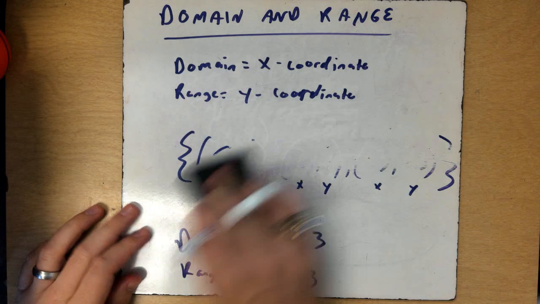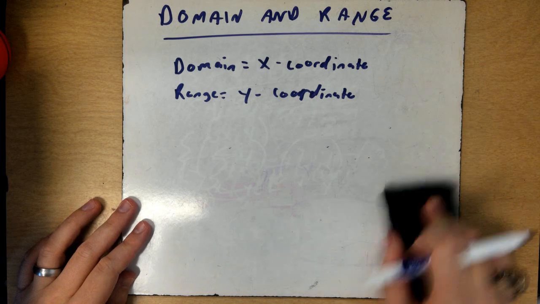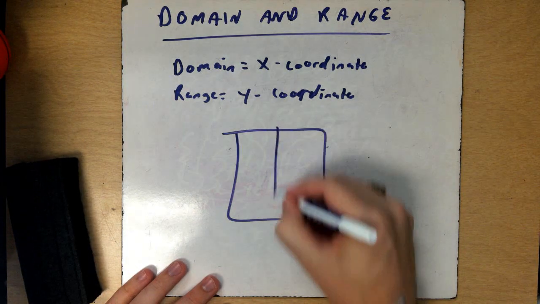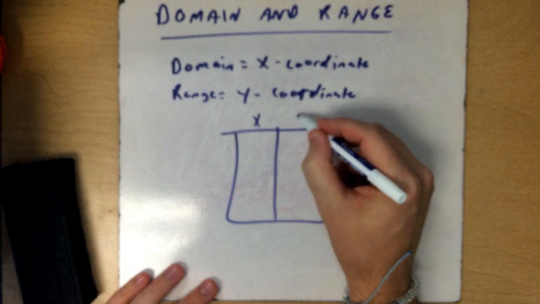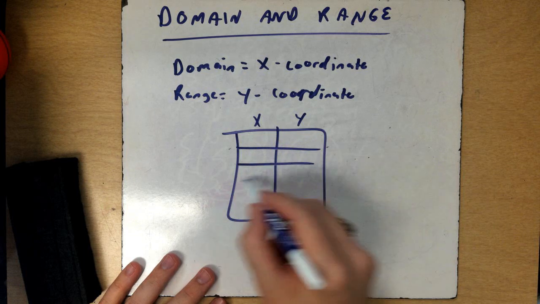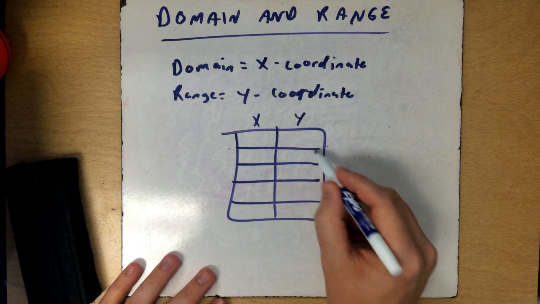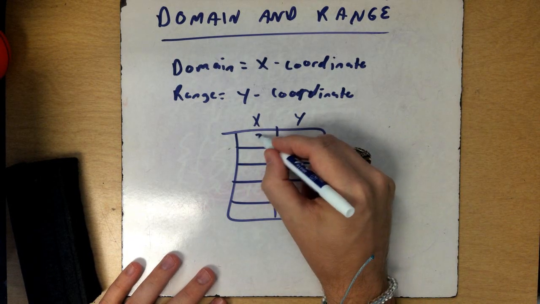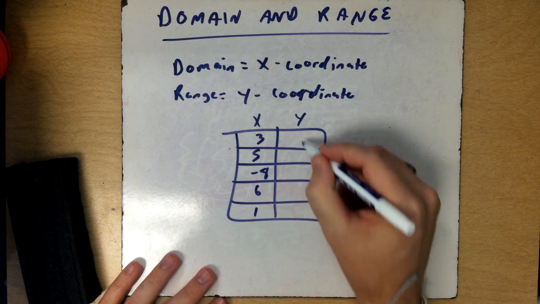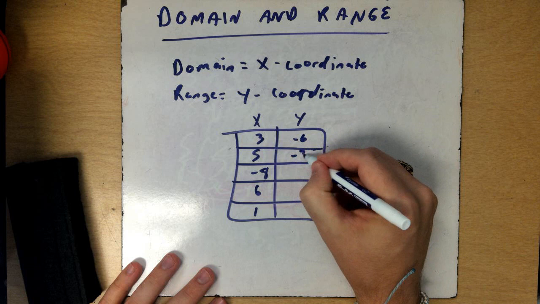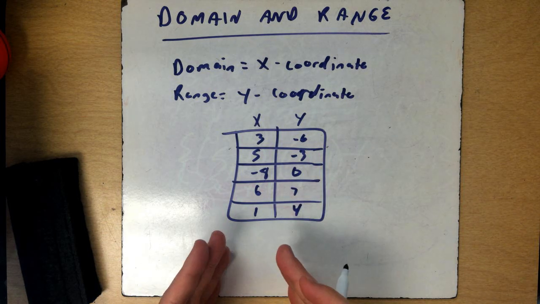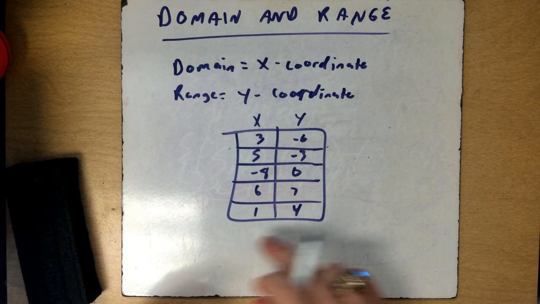So you can also display it in a different way. You can display it in a table, okay? So you may see it like this, in a table where you would have the x's on this side, the y's on this side, remember? So let's give us a couple numbers here. Let's say we have x values 3, 5, -8, 6, 1 and y values -6, -3, 0, 7, 4, okay?